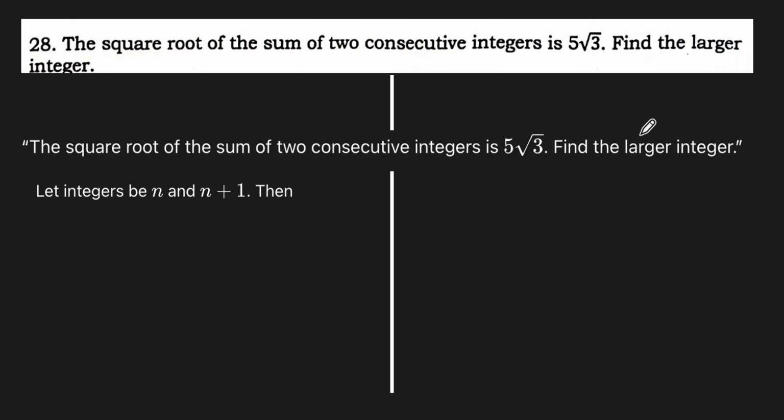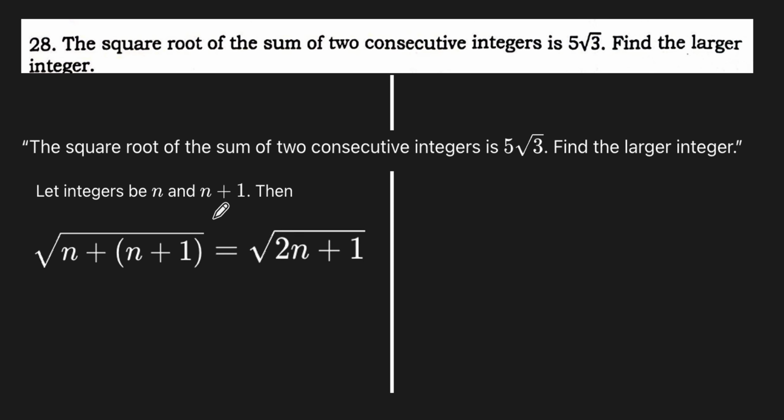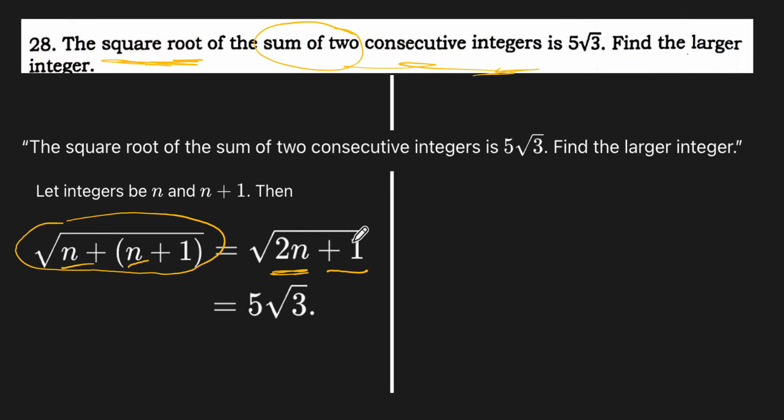Let the integer be n, and n plus 1 would be the next integer. Then the square root of n plus n plus 1 equals the square root of 2n plus 1. Again, this is the given, the square root of the sum of the two consecutive integers. The next thing we need to do is simplify it. n plus n will give us 2n plus 1, and then we have the 5 square root of 3.